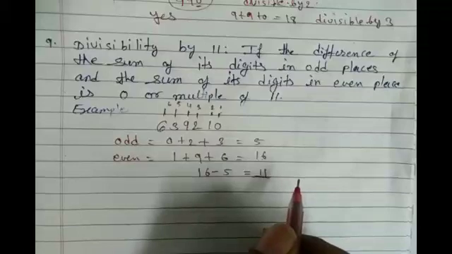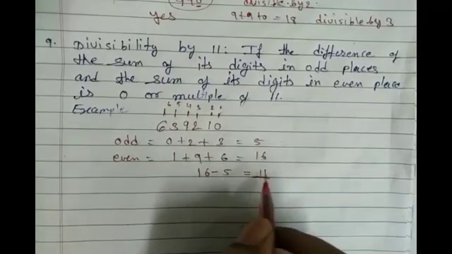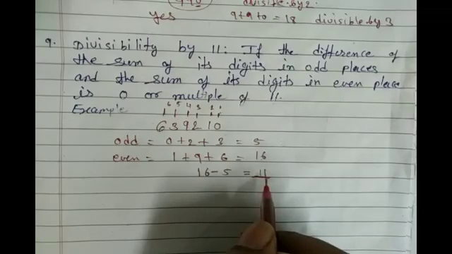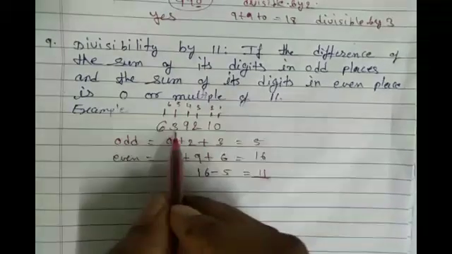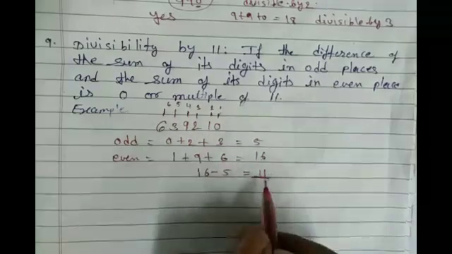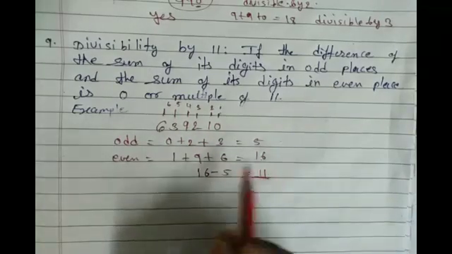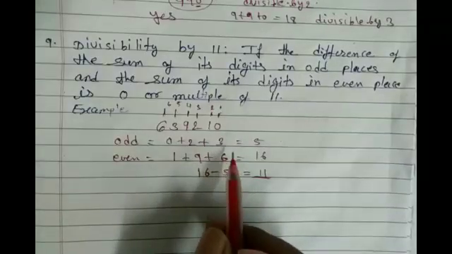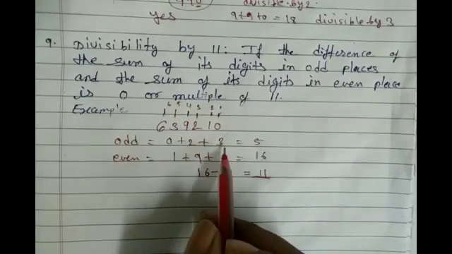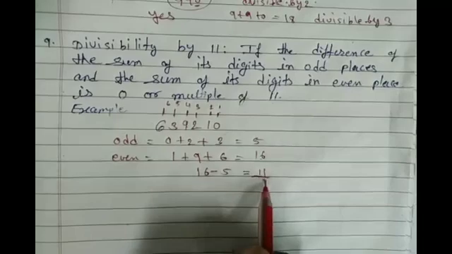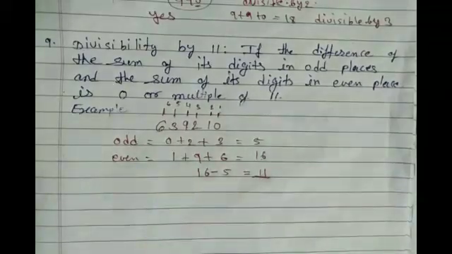The difference is 11, and 11 is a multiple of 11, so we can say that the given number 639,210 is divisible by 11. So after subtracting the sum of the digits on the odd places and on the even places, if we get a multiple of 11 or we get 0, we can say that the given number is divisible by 11.